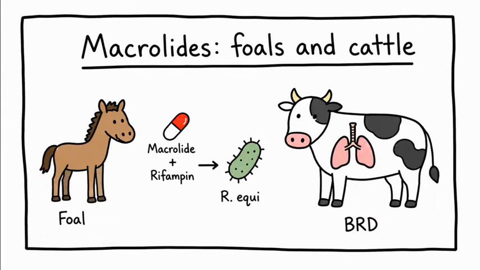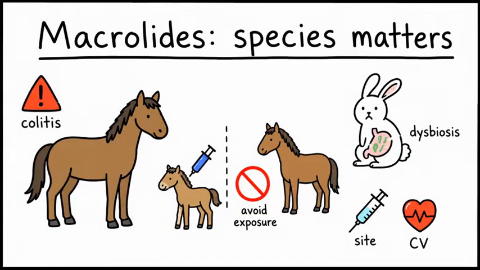In foals, macrolides are classically associated with treatment protocols for Rhodococcus equi, often in combination with rifampin. In food animal medicine, some macrolides are important respiratory drugs, especially for bovine respiratory disease. But macrolides are one of the big, species matters, classes. Adult horses can develop severe, even fatal, antimicrobial-associated colitis from macrolide exposure.